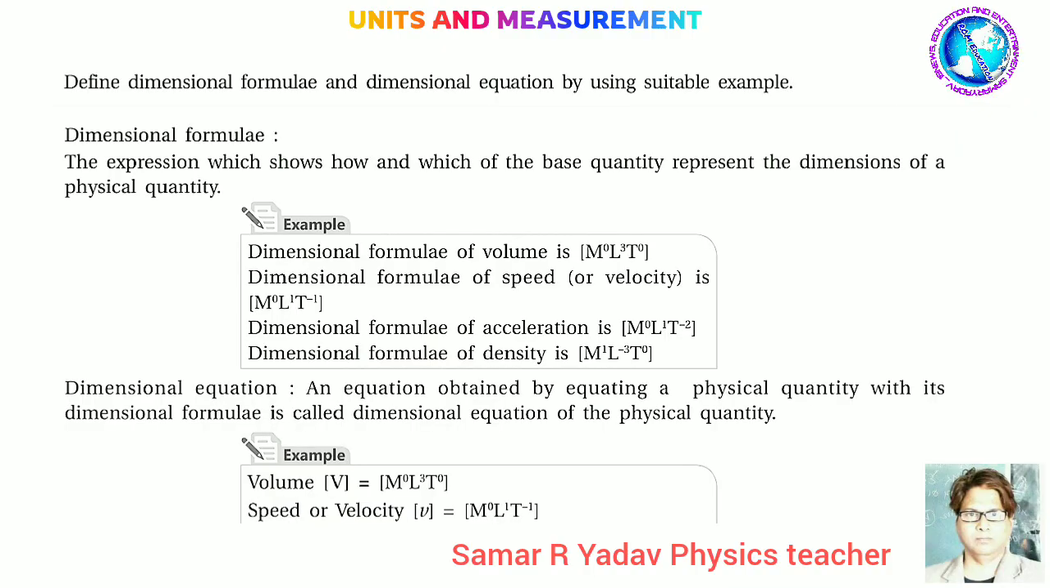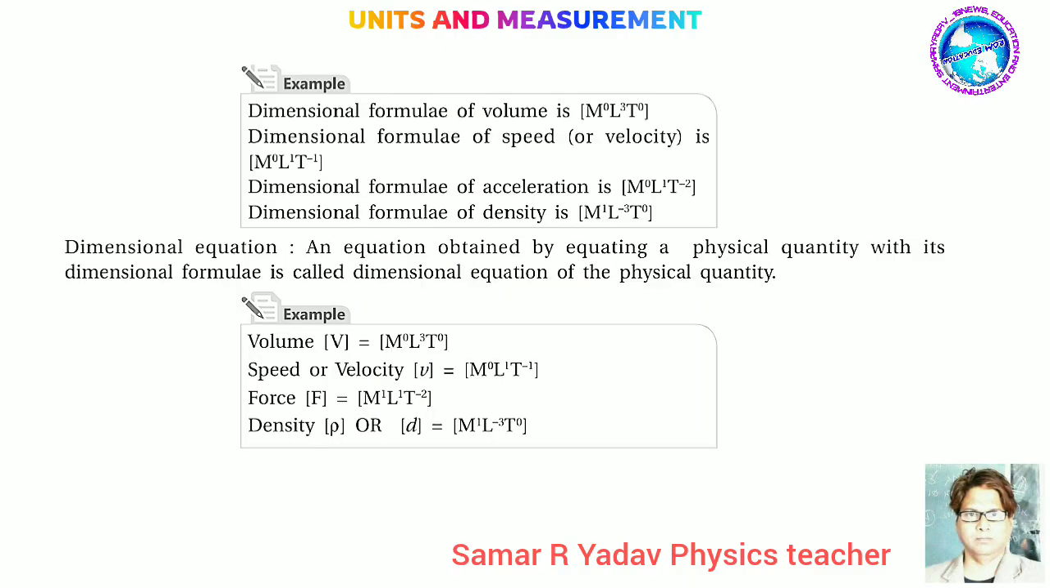Define dimensional formula and dimensional equation by using suitable example. Dimensional formula: the expression which shows how and which of the base quantities represent the dimension of a physical quantity. Dimensional formula of volume is [M^0 L^3 T^0]. Speed or velocity is [M^0 L^1 T^-1]. Acceleration is [M^0 L^1 T^-2]. Density is [M^1 L^-3 T^0].